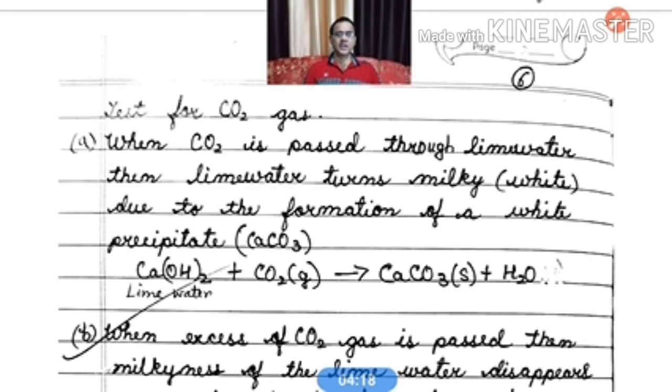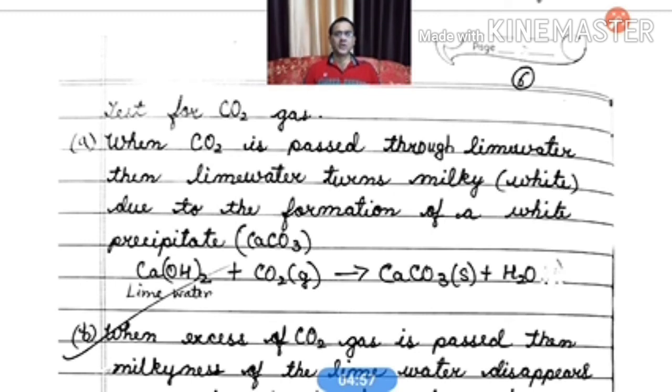What will we do for that? Whenever CO2 gas is formed, it is passed into lime water. Lime water is Ca(OH)2. As CO2 is passed into lime water, it forms a white precipitate, that is calcium carbonate. Calcium carbonate is a white precipitate, and due to its formation the milkiness appears. The water becomes milky, and so we say that whenever CO2 gas is passed into lime water, it turns milky.